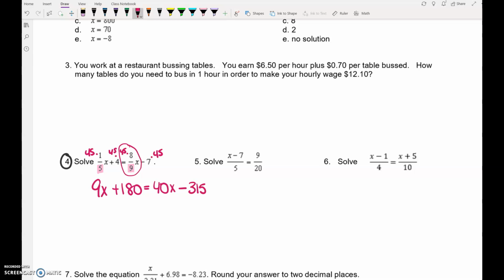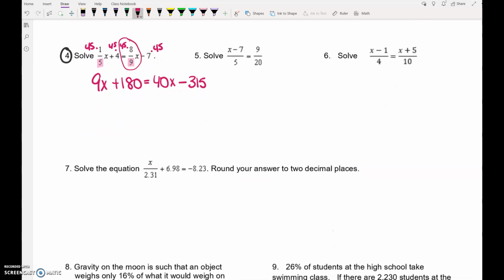Once you do that to get rid of the fractions, then I think you'll have a lot easier time solving this equation. You just subtract 9x on both sides, and then add 315 to both sides, and finish solving it the way you always would. And remember, there's answer keys in the front of the room, so you can check your work.